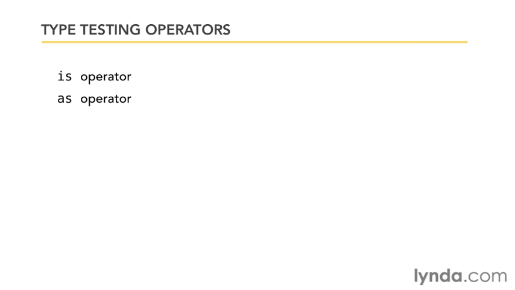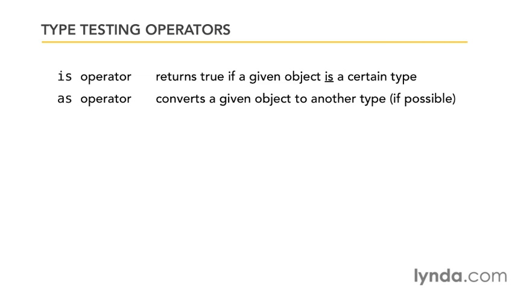We'll learn more about these as we go through the object-oriented part of the course, but essentially, the is operator returns true if a given object is a certain type. The as operator takes a given object and converts it to another type if it's possible to do so. So let's take a quick example, and I understand if you don't follow along right away with this, but as we get to the chapter on object orientation, this will become more clear.